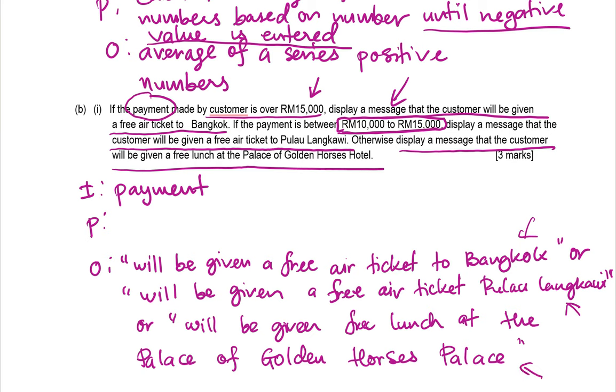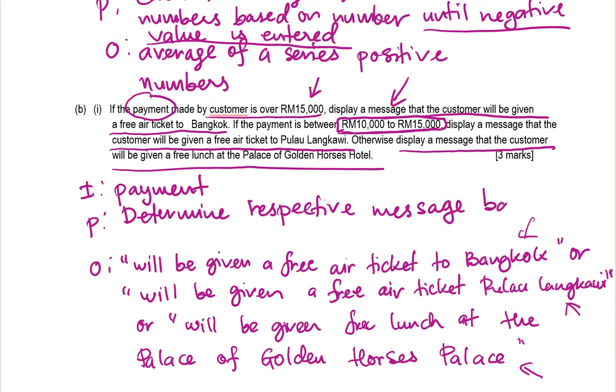So you have 1, 2, 3. Okay, you have more than two messages to be displayed, so you can write in this way. So in selection, you start with determine respective message. Okay, respective message based on what? Based on your input. Okay, your input is payment.